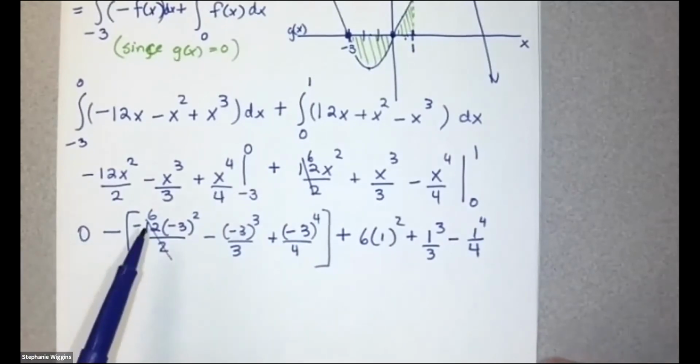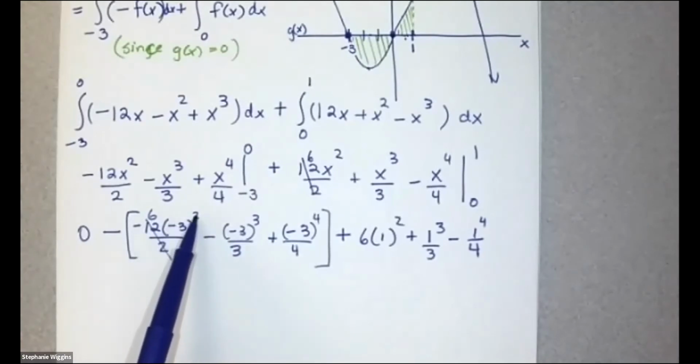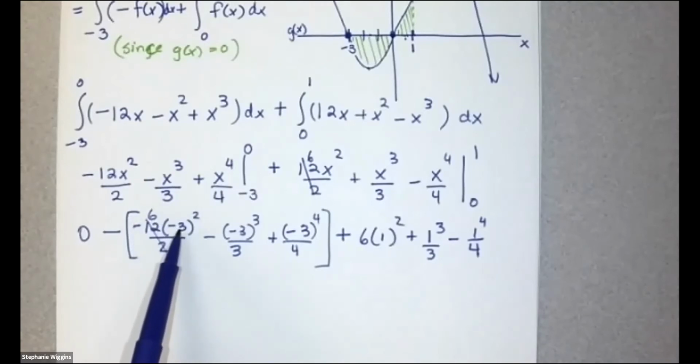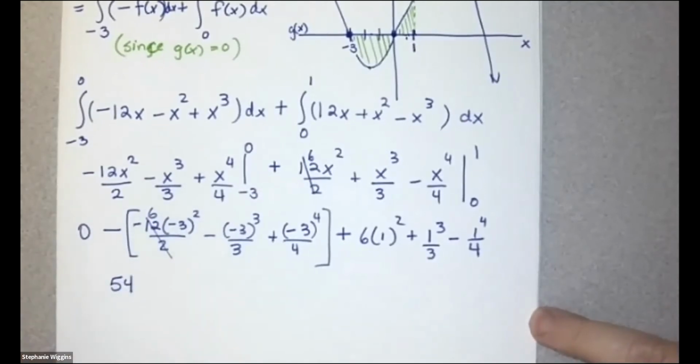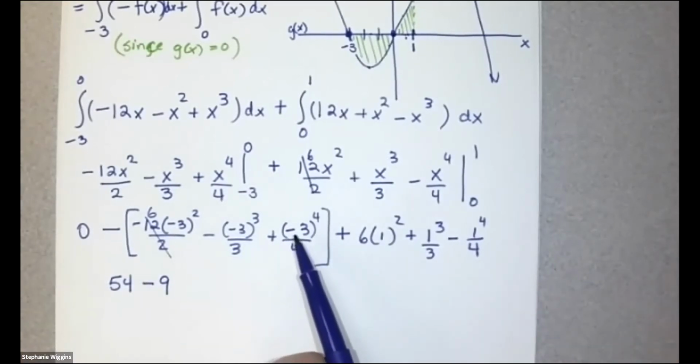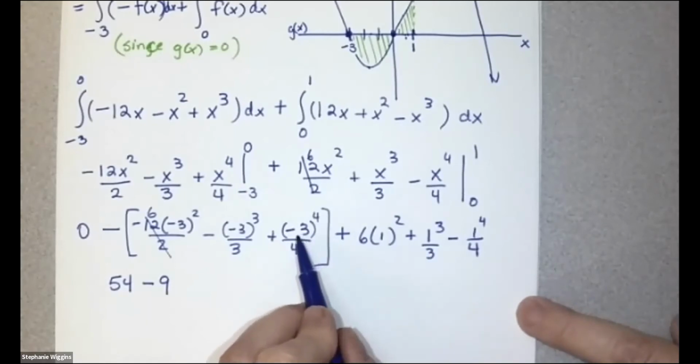All righty. So this becomes negative 9 squared is 9. And then negative 6 times 9 is negative 54, but I have a negative out here, so this becomes 54. Then I've got negative 3 cubed. That's going to be negative 27. Divided by 3 is negative 9. This is going to change the sign to a positive 9, but this changes it then to a negative 9. And then we have negative 3 to the power of 4. That's going to be 81 divided by 4.